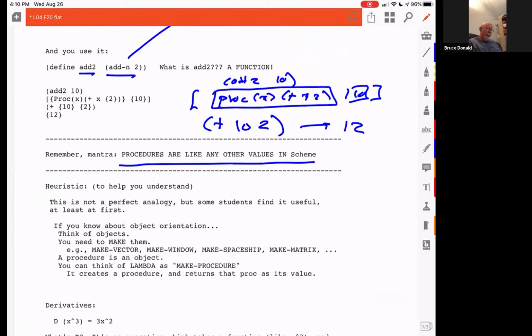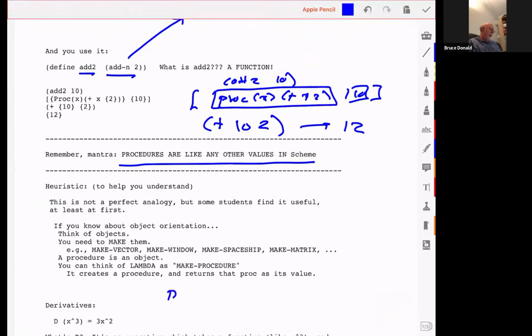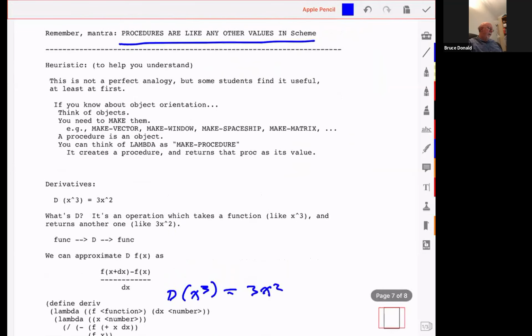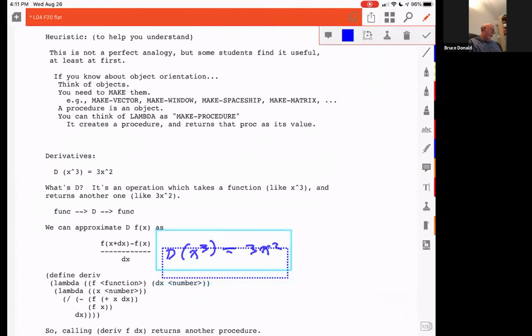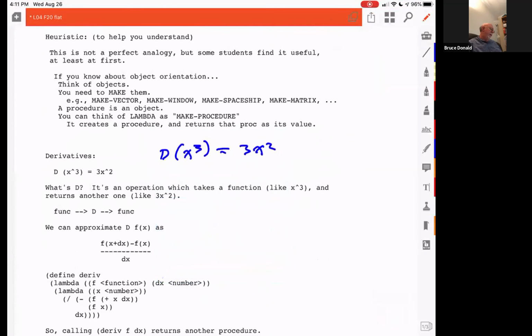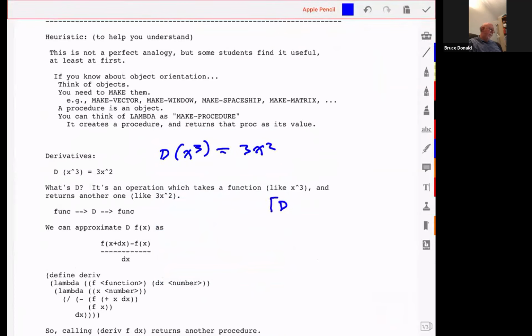Derivatives, you could think of as a big operator, which I'll call D. And if you apply the derivative operator to the function x cubed, you get 3x squared. That's pretty familiar territory. So D is an operation. It takes a function like x cubed and returns another one like 3x squared. So we have our same picture as before. We have this D box for differentiation.